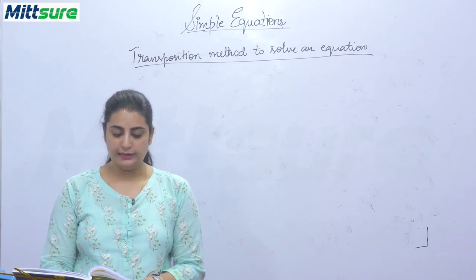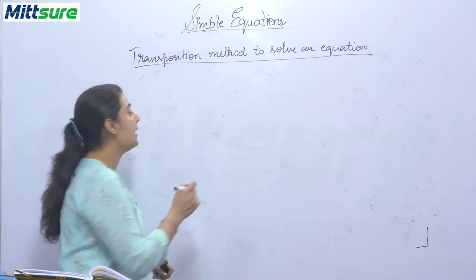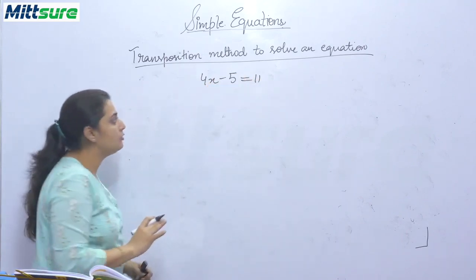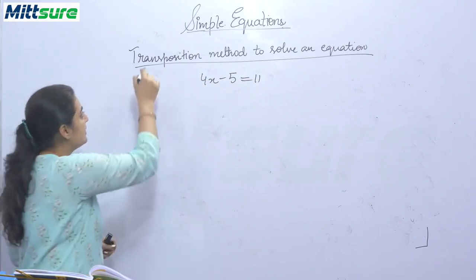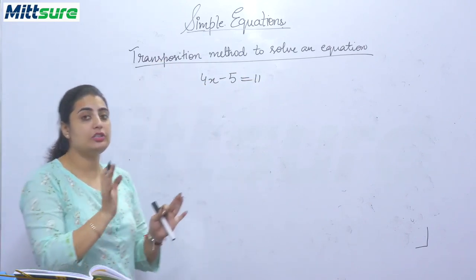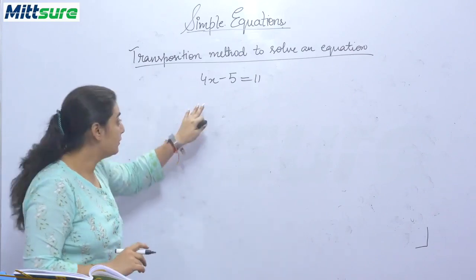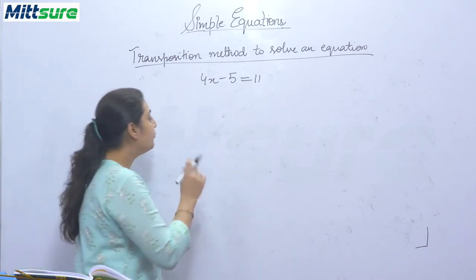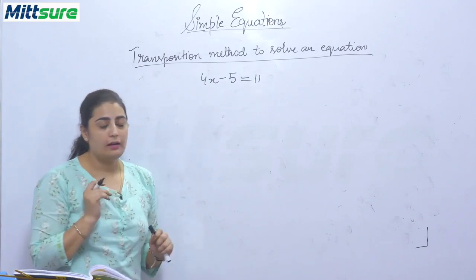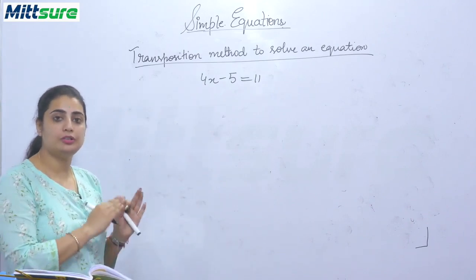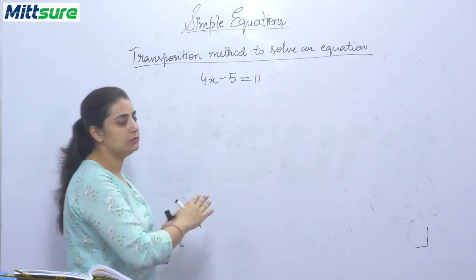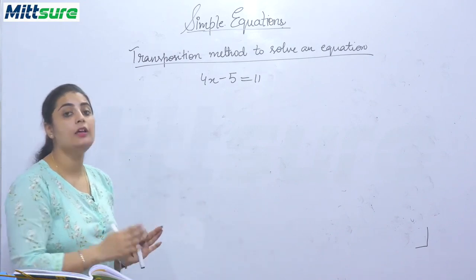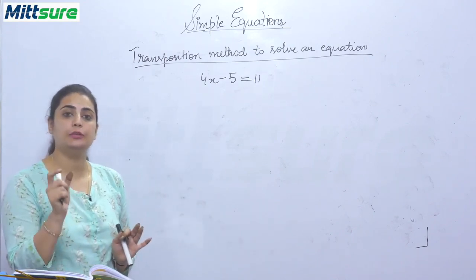Now, how do we do that? Let us take one example. 4x minus 5 equals 11. Now, we will be solving this by transposition. As the word suggests, transposition means you are changing the place of the variable and the constant figures present in the equation. We will have to always keep in mind that whenever you are shifting any variable term or any constant term from left hand side to right hand side or vice versa, you are going to change the sign of that particular term.